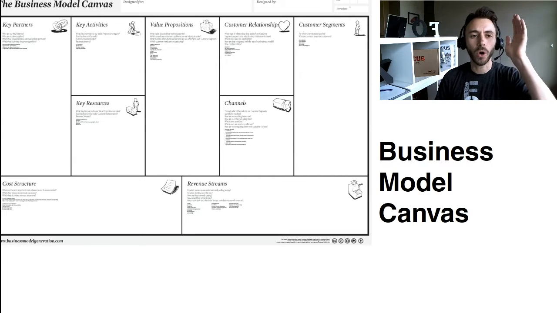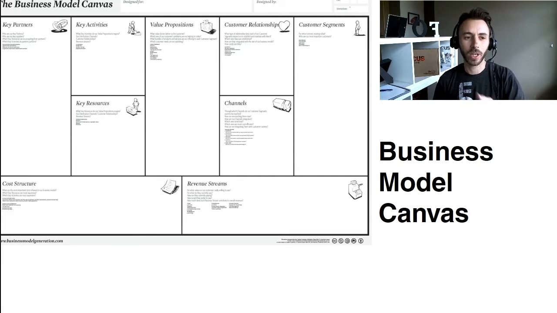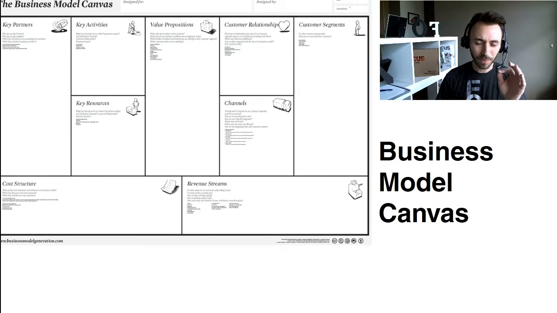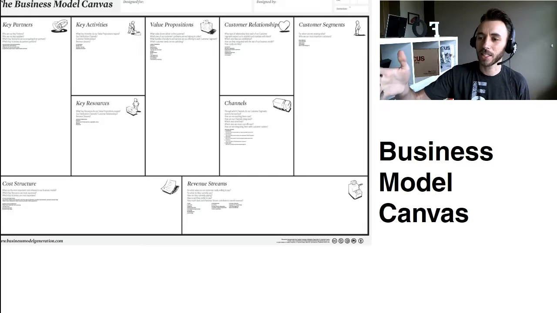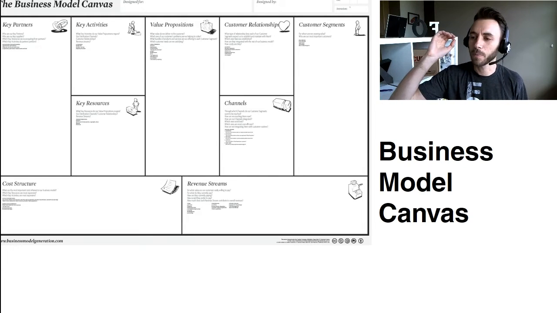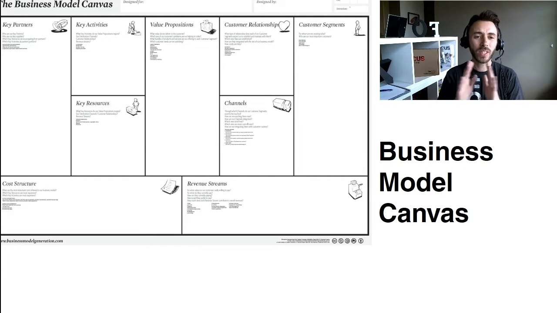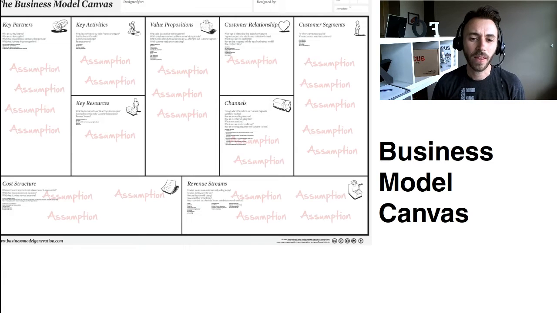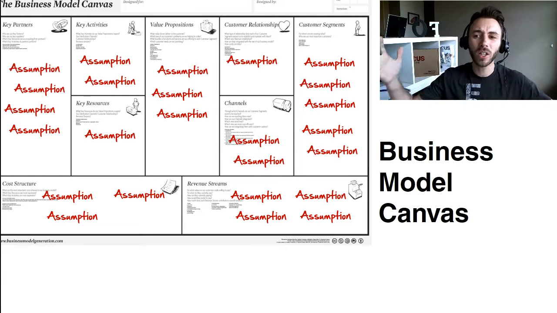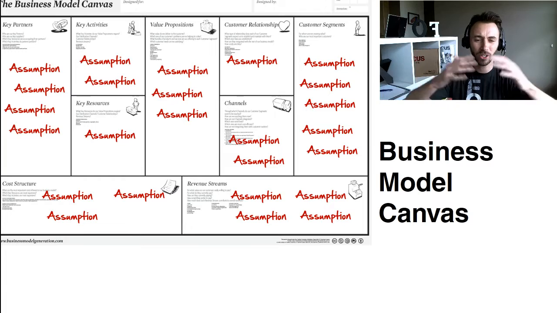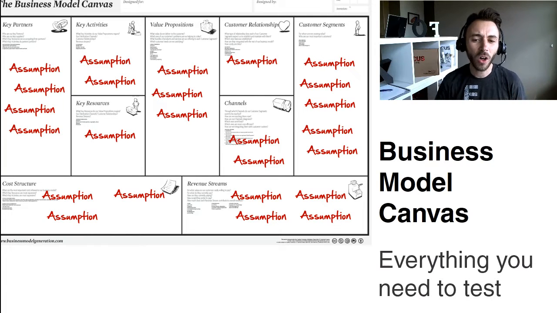Okay, so let's talk about exactly what we're going to talk about today. So many of us are familiar with different kinds of canvases, including the business model canvas, the lean canvas. I see Jay's asking questions about the MVP canvas. So these canvases are great in that they help us lay out all of the assumptions we have about our startup, right? And they tell us all the things that we need to test.